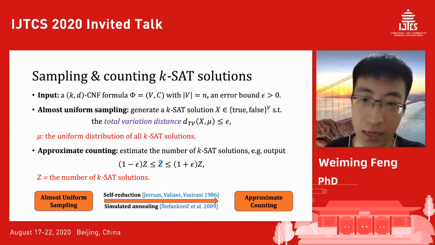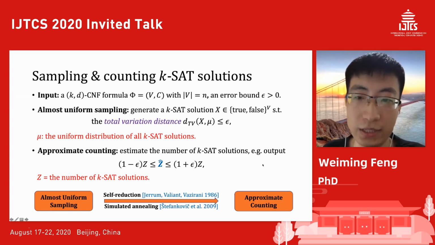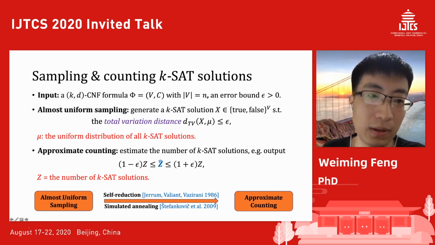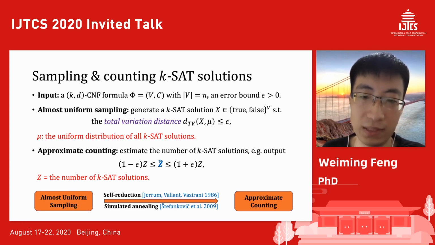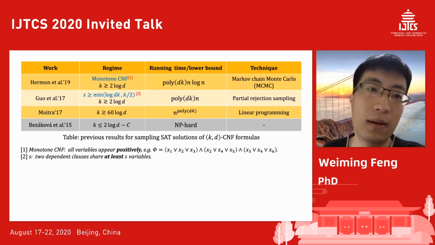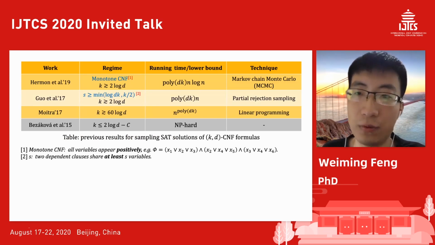The sampling and counting problems are closely related. If we can perform almost uniform sampling, then by some reductions, we can do approximate counting. So in the rest of this talk, we will focus mainly on the sampling problem. Now let us review some previous works.